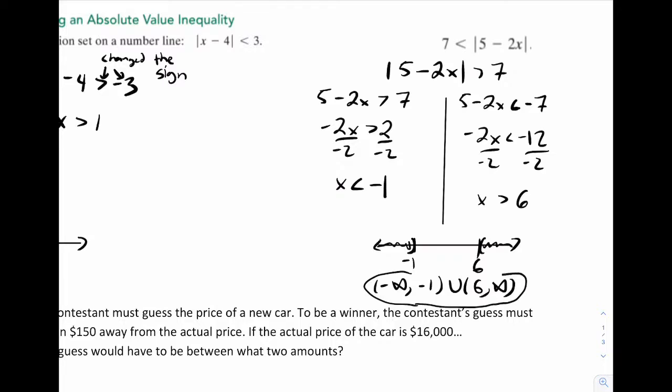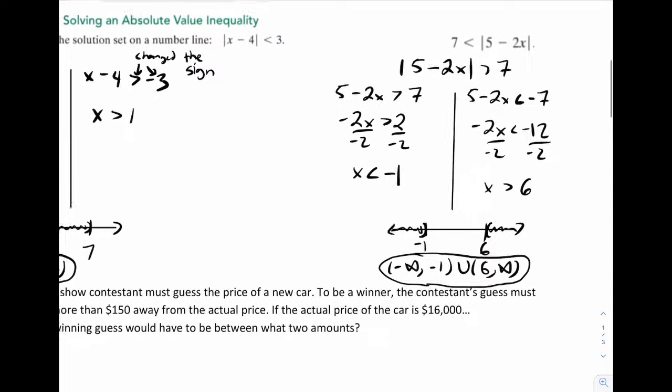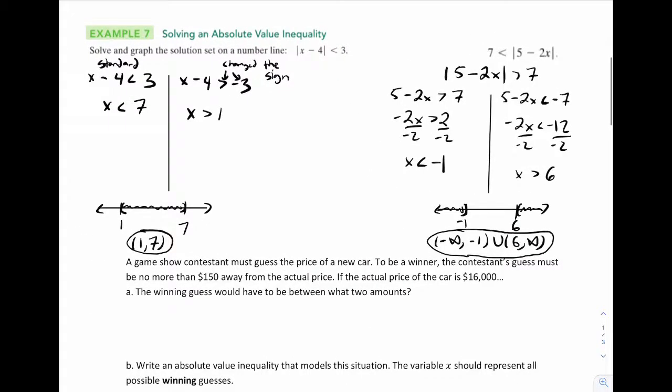So that's another example of an absolute value inequality. And again, notice how this is just like the surface level. In this next problem, we're going to illustrate what's really happening in absolute value inequality.